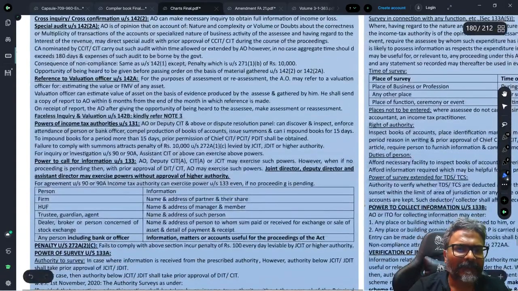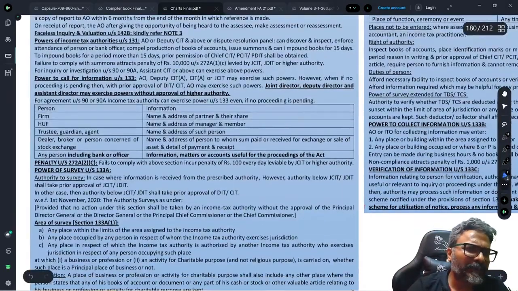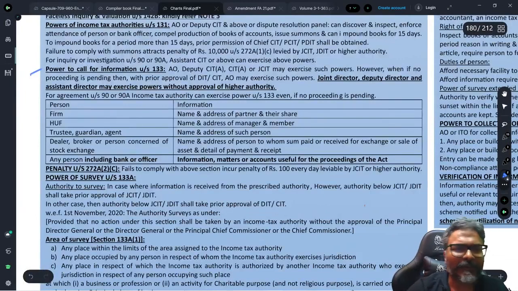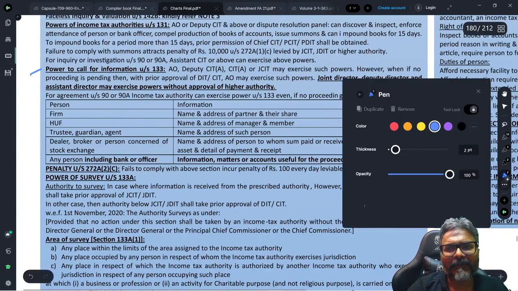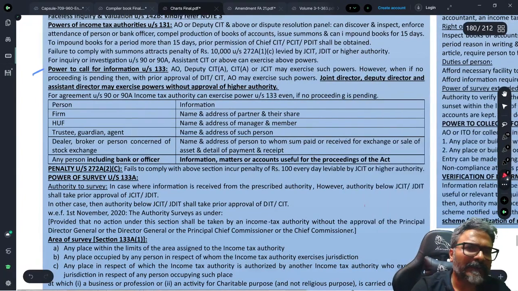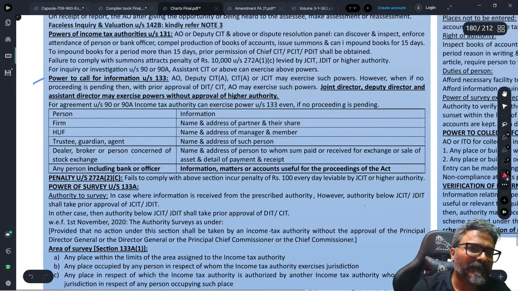So, starting with 133, I'll just go with the sequence, students, which I've made for all of you. 133, power to call for the information. The first section, students, is the power to call for the information. So far as the power to call for the information is concerned, under 133, this is again a very dangerous provision, students. Very dangerous.